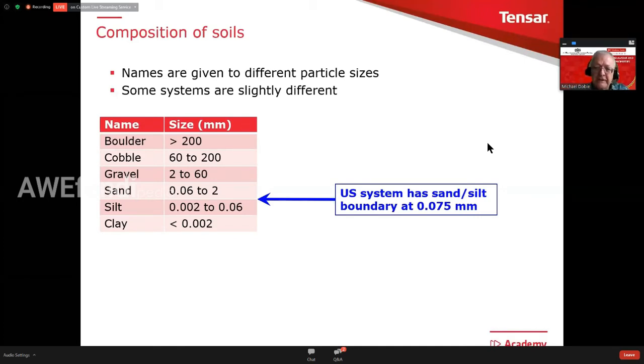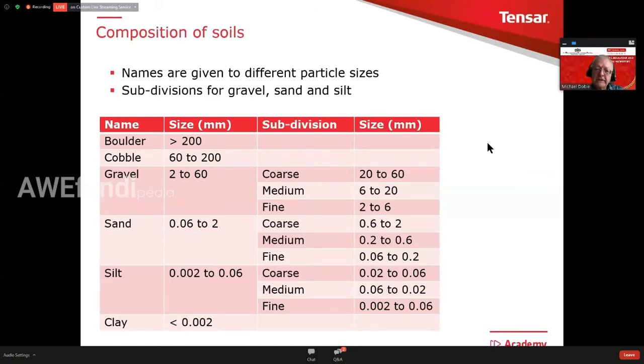You might find it in other areas at 0.075 of a millimeter, for example, in the US system. But it's not very different. We normally then subdivide, so we get coarse, medium, and fine in the gravels, sands and silts. And in this particular system, again, it's easy to remember because it's all 2s and 6s. So if you remember that the top end of the sand range is 2 millimeters, then everything else follows from there, and it's quite easy to remember if you need those ranges.